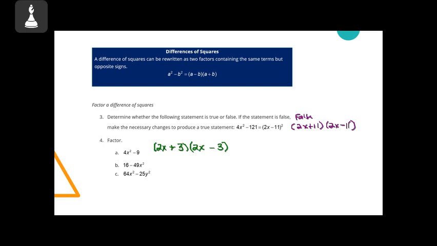16 minus 49x squared. 16 is a perfect square. 49x squared is a perfect square. So 16 is 4 times 4. 49x squared is 7x and 7x. One gets a plus, one gets a minus.